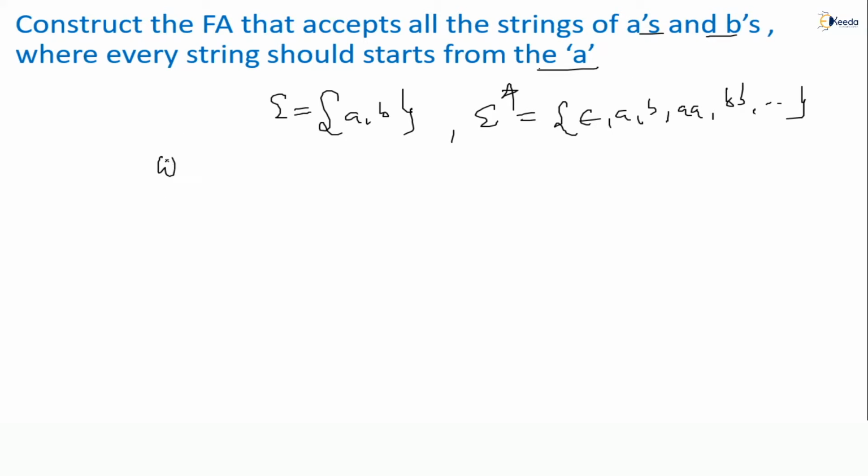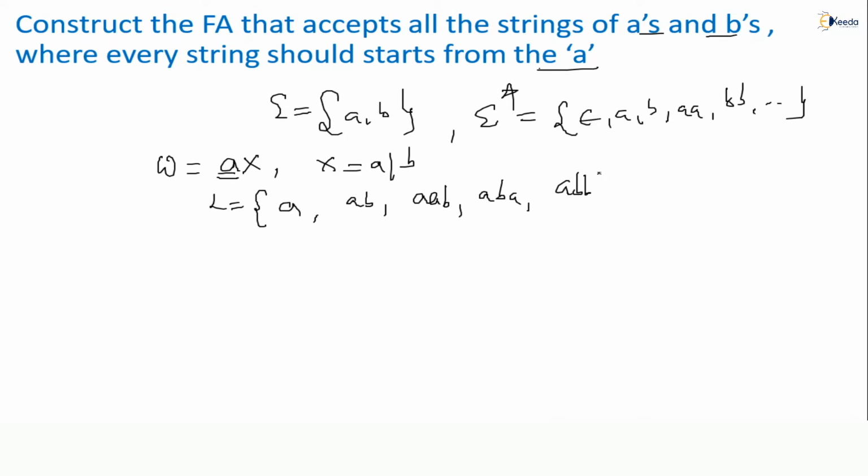Every string W starts with what? A followed by any number of symbols X. What is X? X could be either A or B, but the string starts with A only. Now, you can understand the language contains strings like A alone, which also starts with A, correct? A B also you can write, or A B like this. Except strings that start with A, other strings should not be accepted, correct or not?